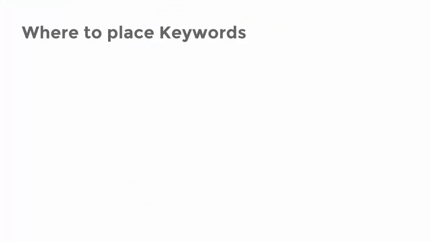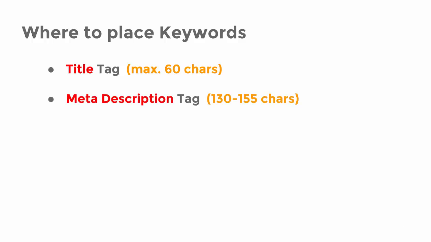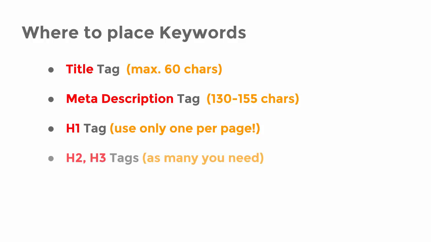Let's recap where to put in keywords. For good ranking in search engines, it's very important that you add keywords to the title tag of a page. It should not exceed 60 characters. Second, maintain the meta description of the page. Do not exceed 130 to 155 characters. Use headlines to structure the text. Use H1 only once and subheadlines H2 as many as you need at the beginning of each section. And for sure, use keywords in the text.